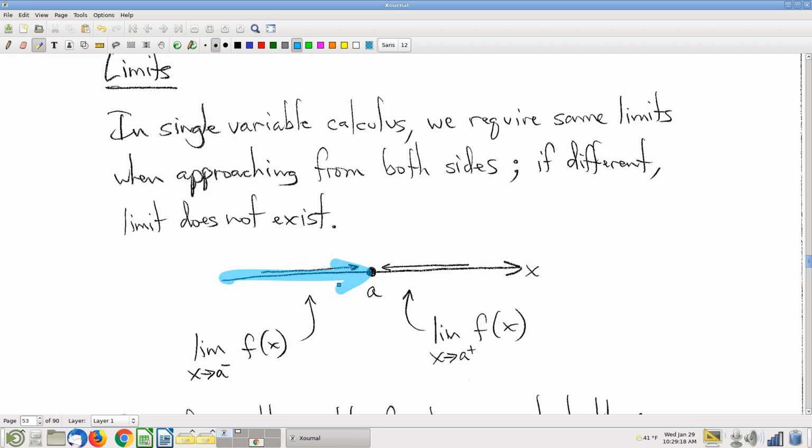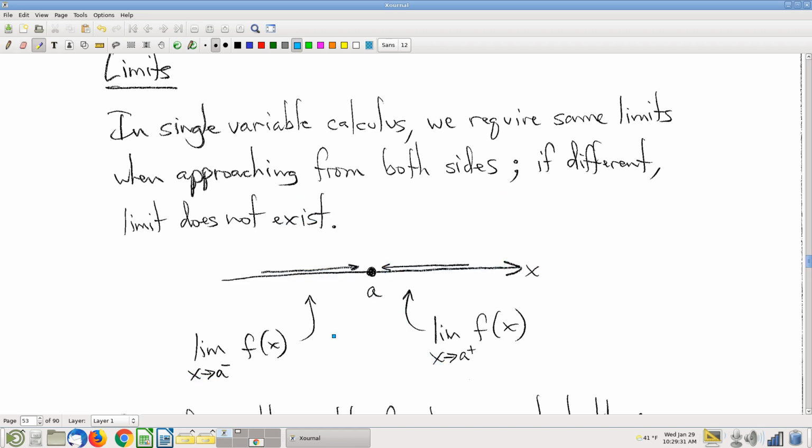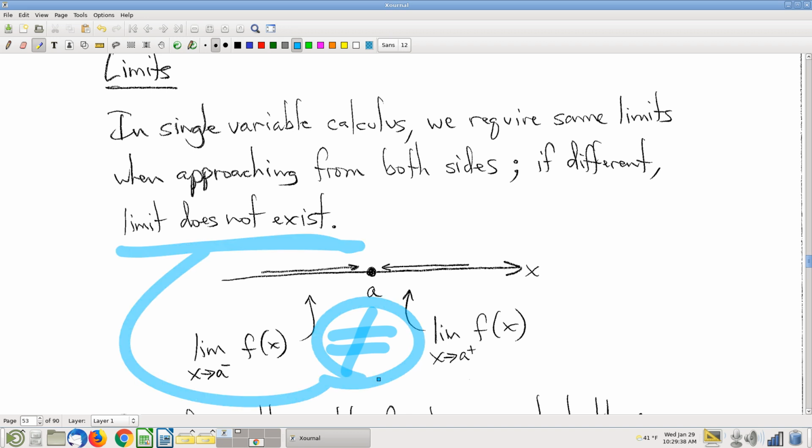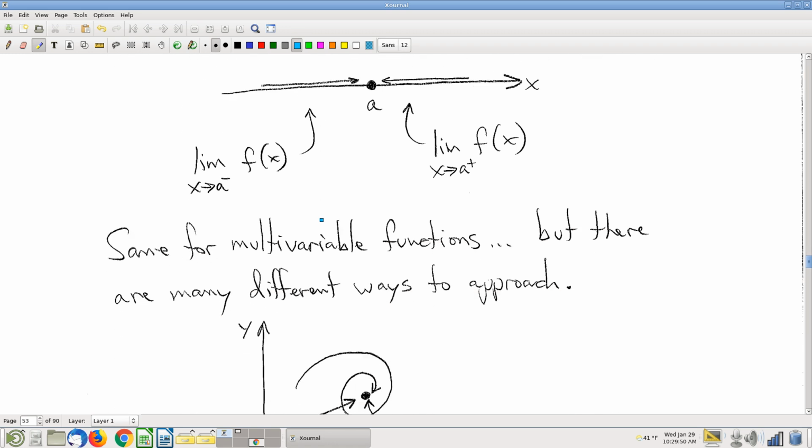Okay, so in single variable calculus, a point of view that you might recall is that one of the requirements is that when you approach from one side versus if you approach from the other side, the limit that you get from approaching from the left, the limit that you get by approaching from the right, these two have to be the same. If these were to not be the same, well, then the limit doesn't exist. Right? If they're different, then there is no such thing as the limit. Right? Okay. So we're going to pretty much steal that idea and use that as a way of understanding multivariable limits.